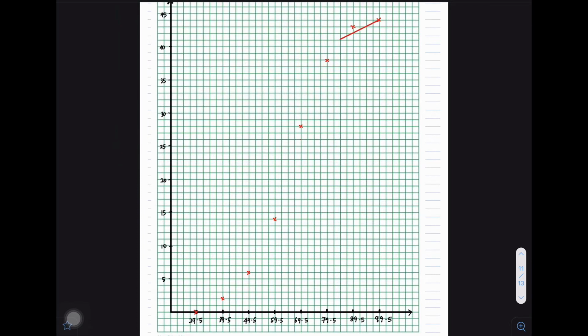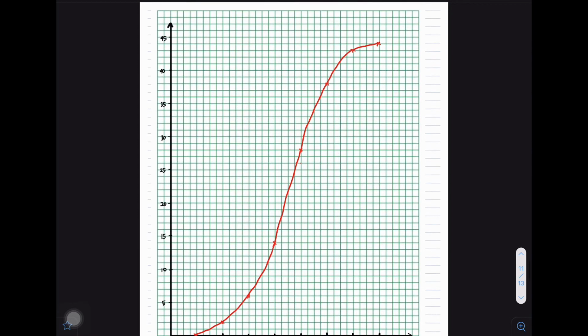Okay, kalau awak ada flexible curve tu lagi bagus. You can use the flexible curve to connect all the point, or you can use the free hand. Okay, so you just need to be careful. Kalau ada flexible curve tu, dia akan jadi lagi cantik lah. Okay, yang ni saya guna bare hand, so mungkin tak cantik sikit. But the important thing is you need to connect all the point together. Okay, so now we are connecting our point together.